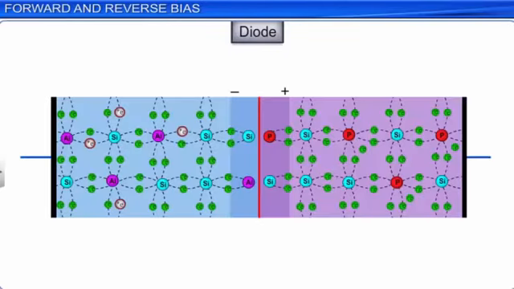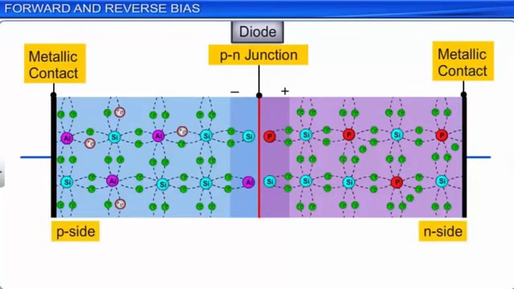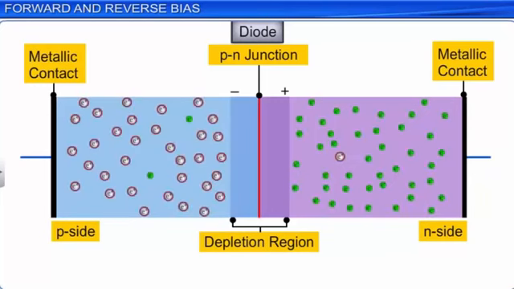We have learned that in a diode with metallic contacts, there is a p-n junction, separating the p side from the n side, and a depletion region which is devoid of any charge carriers. The holes are the majority charge carriers in the p side, and the electrons are the majority charge carriers in the n side.